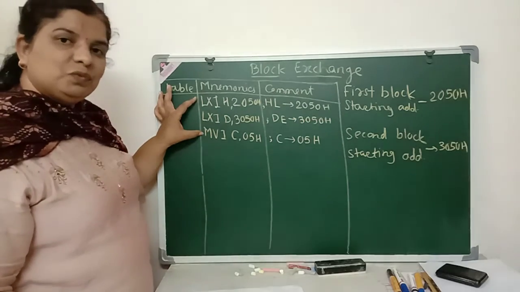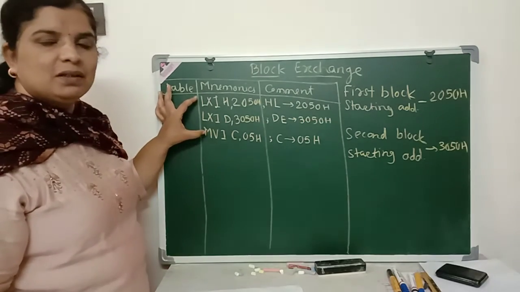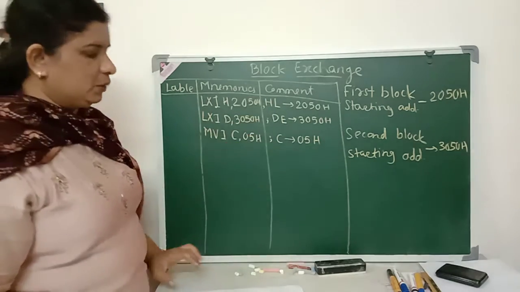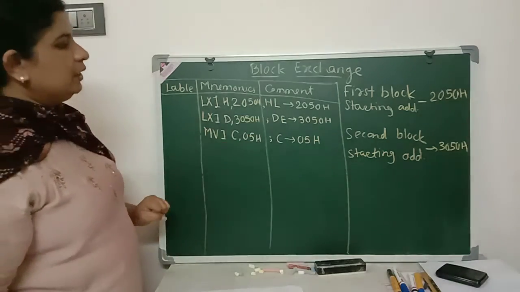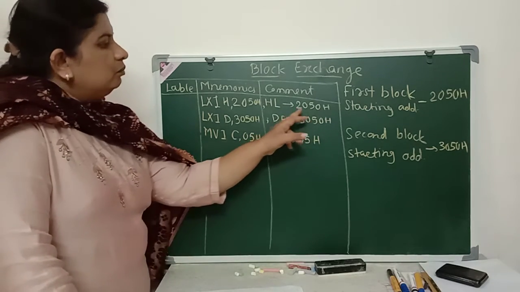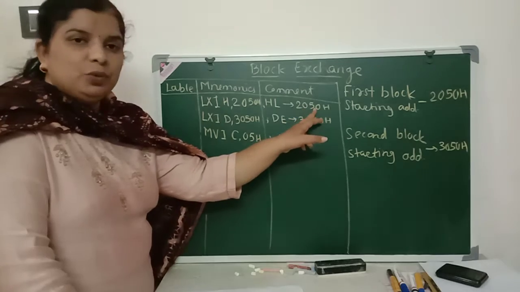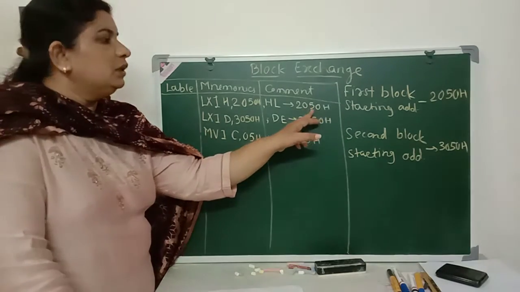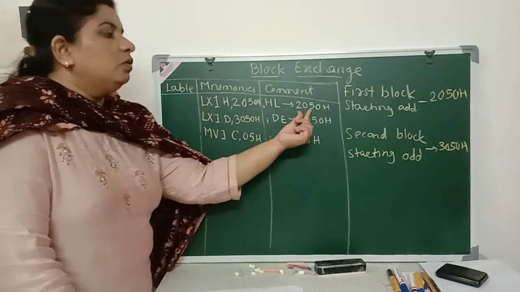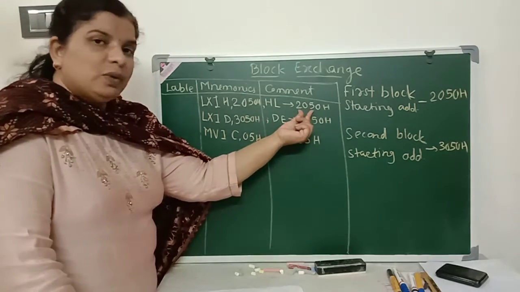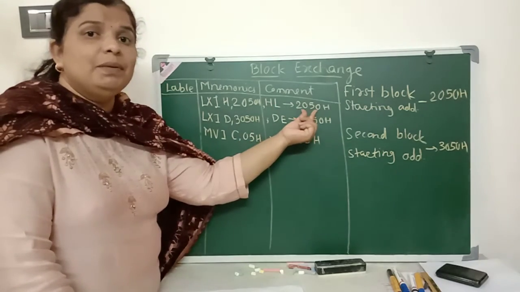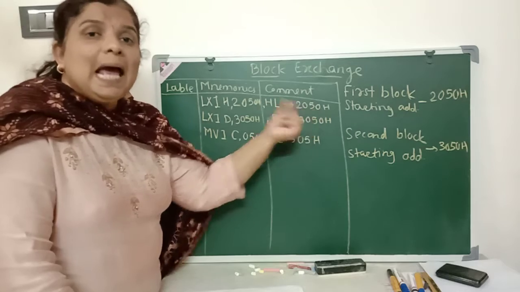Now these 3 steps, whatever we have written here, are called the initialization of the program. At the starting we need to do this. Now what I will do here: temporarily I will store the number from the 2050 location in the B register. Already we know that whenever we store a memory location in the HL pair, that memory location can be called the M register.